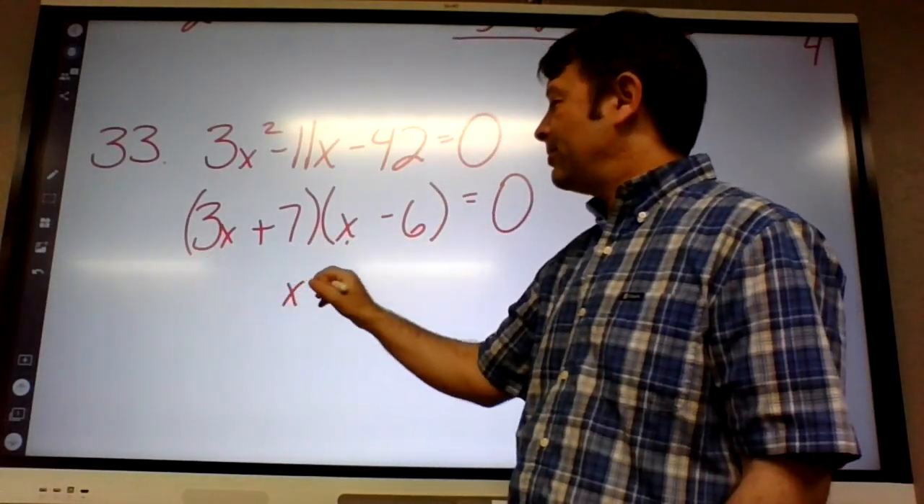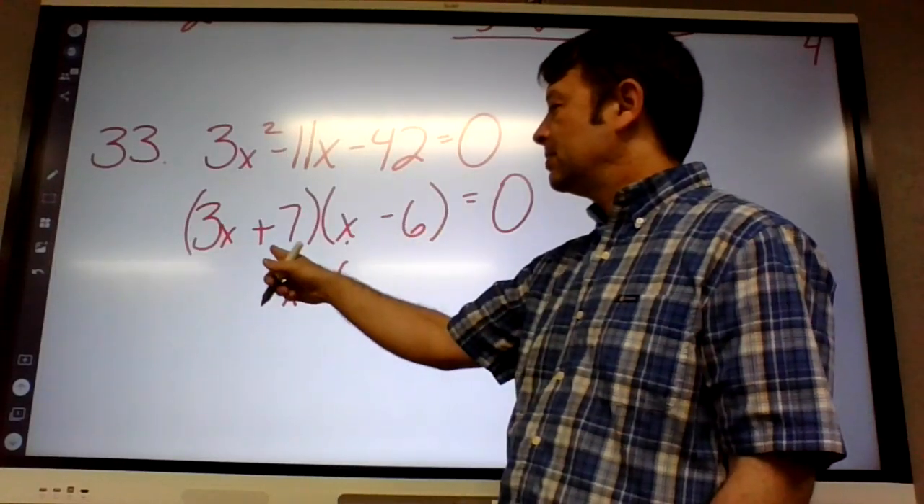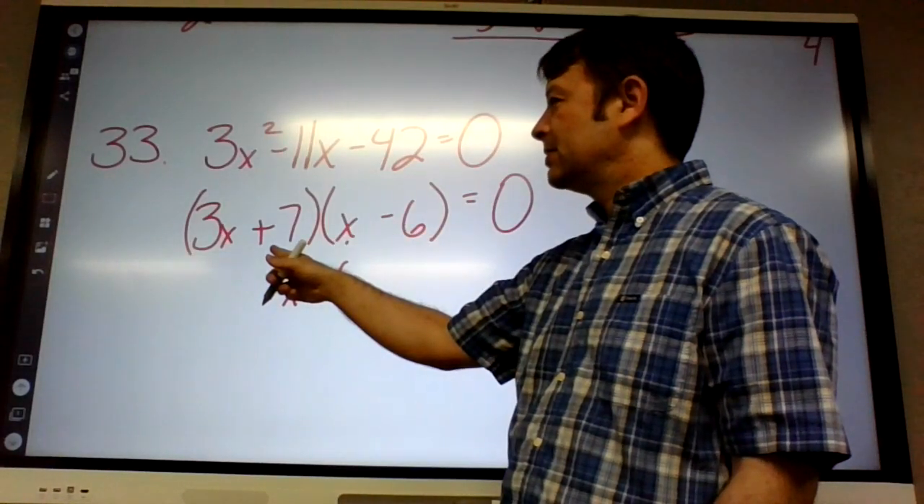So here's the part that I wanted to practice. What x values make this zero? Positive 6. Minus 3. And then seven. 7 over 3. Negative 7 over 3.